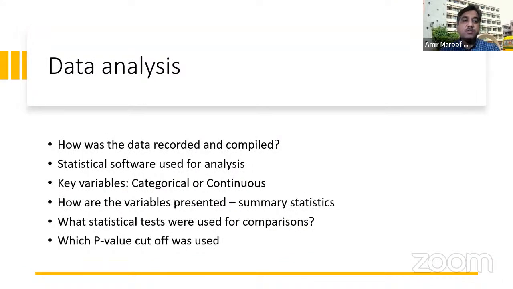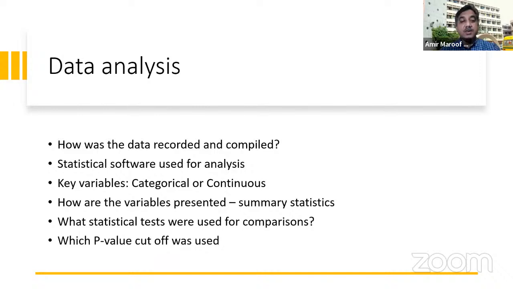Now data analysis consists of these points, mainly: how was the data recorded, how was it compiled, what statistical software was used for analysis, and what the key variables are, categorical or continuous. Categorical are basically those which are in categories, like gender, male, female. Continuous is like age, blood pressure, systolic blood pressure, or like force.